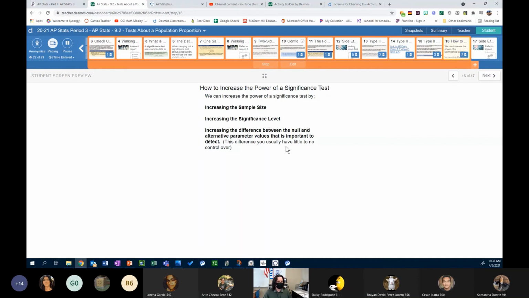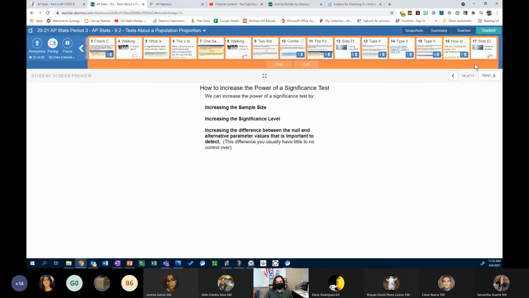This difference you usually have little to no control over. Usually the null and alternative parameters are just set for us in the question. Once they're set for us, we can't change them. The only people that can change them are the people conducting the experiment or the people making it up. So usually we can't do anything about those. So we're going to typically rely on increasing the sample size and increasing the significance level.